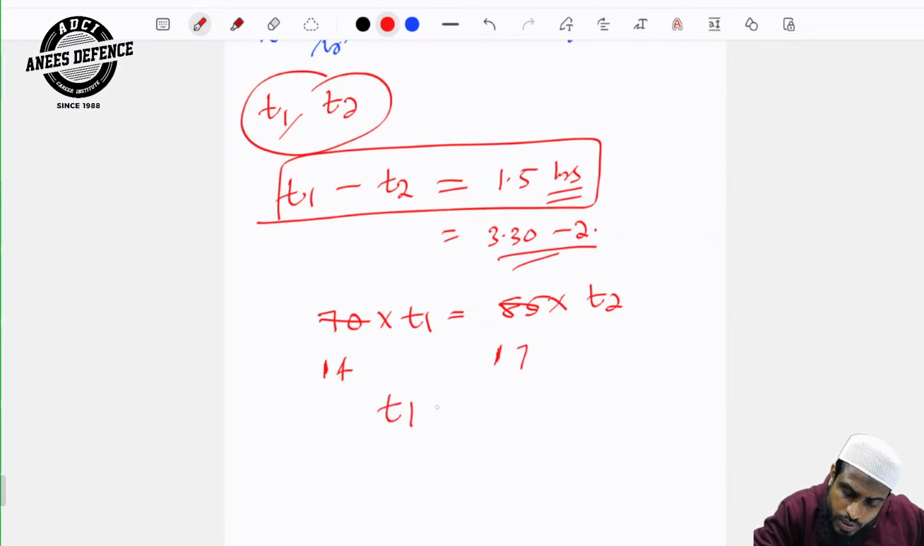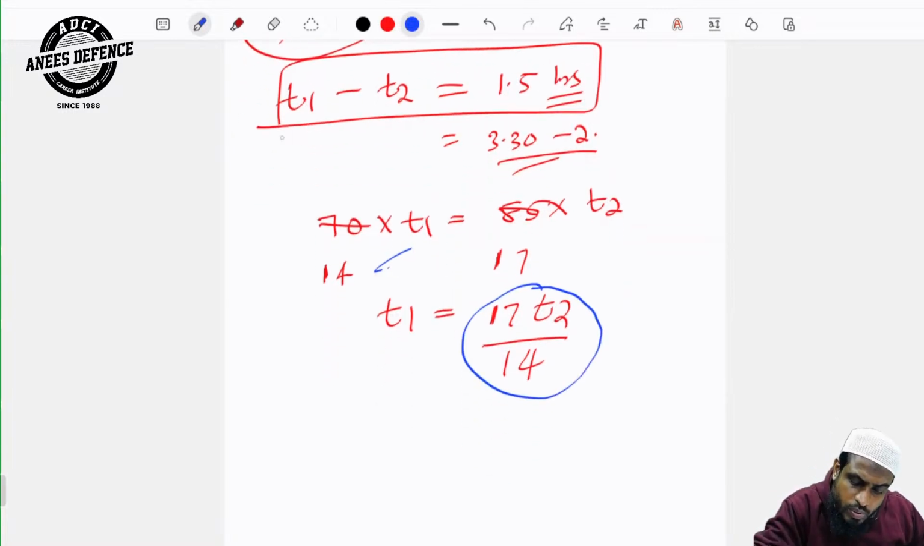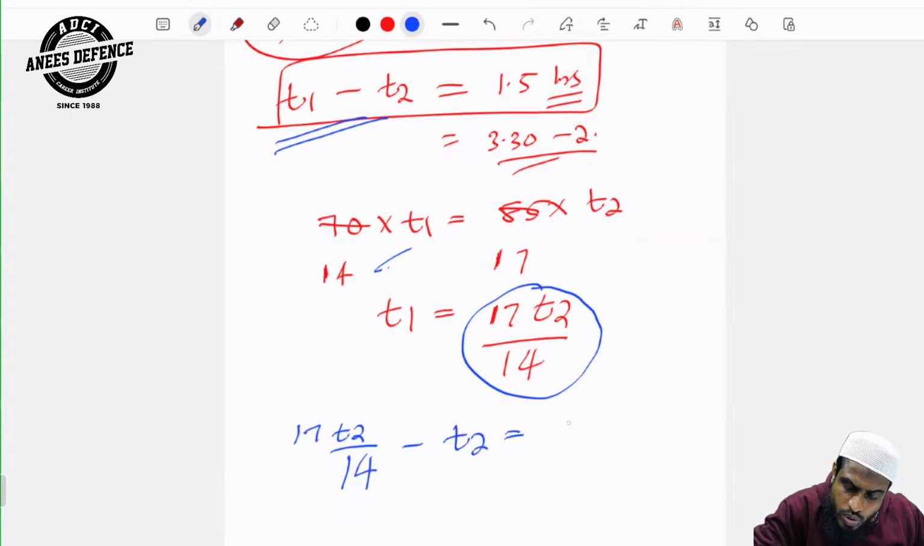So T1 equal to 17 T2 by 14. You can write it like this: 14 T1 equal to 17 T2. So T1 equal to 17 T2 by 14. So in this equation, instead of T1, you can put 17 T2 by 14 minus T2 equal to 1.5 hours.